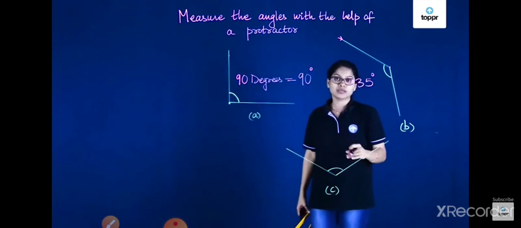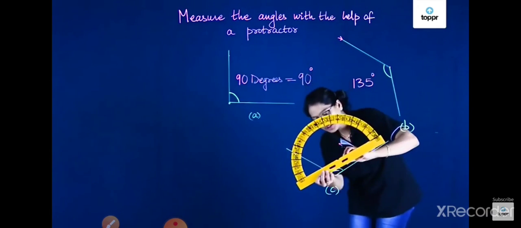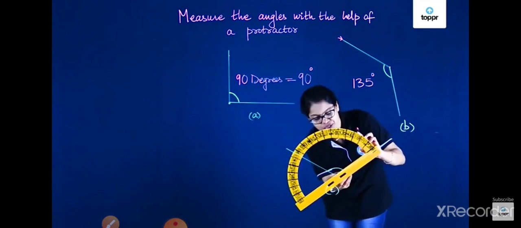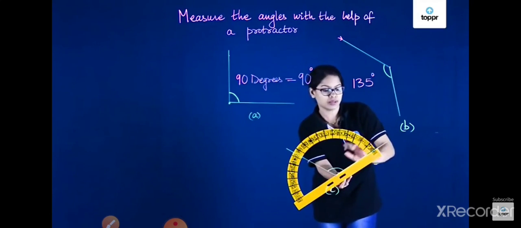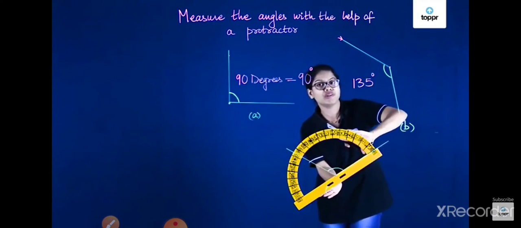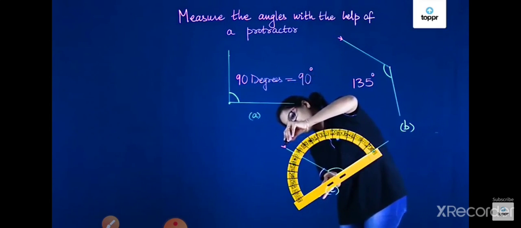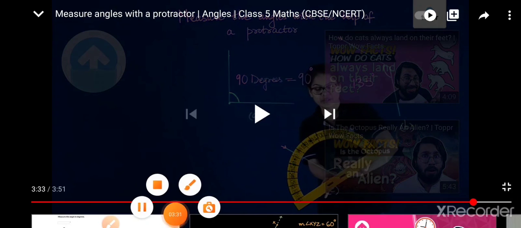Now let's move ahead to the third one, part C, and measure in exactly the same manner. Placing the protractor so that the vertex coincides with the middle point, and adjusting the baseline so that it coincides with the base of the angle, we follow the 0 mark. This is where it ends. This point on the protractor reads 115. So students, this was all about how to measure an angle.